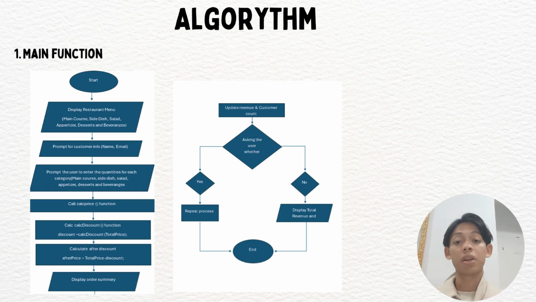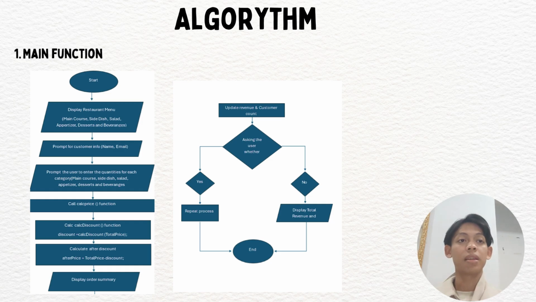Then it will call the price function to calculate the price, and then it will call the discount function, where discount equals the call discount multiplied by the total of all the prices. Then it calculates the after-discount price, which equals total price minus discount, and then the order summary will be displayed.